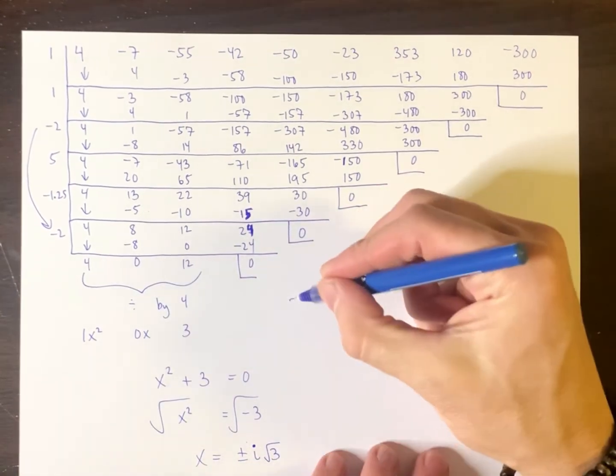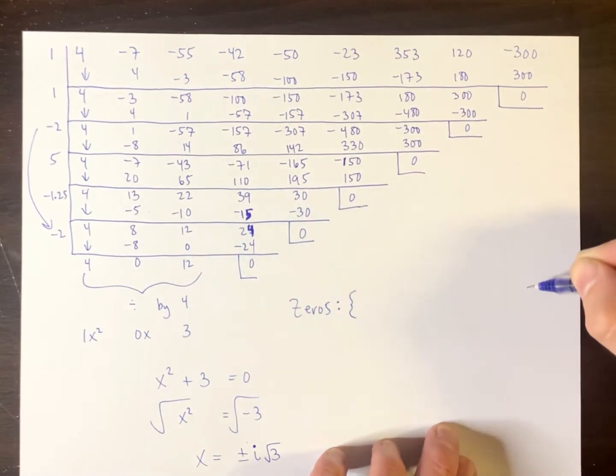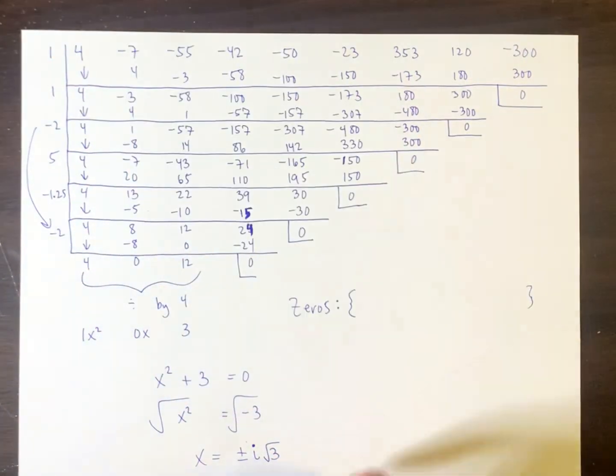And now if you want, you can make your list of zeros, which include all of these and these ones there.